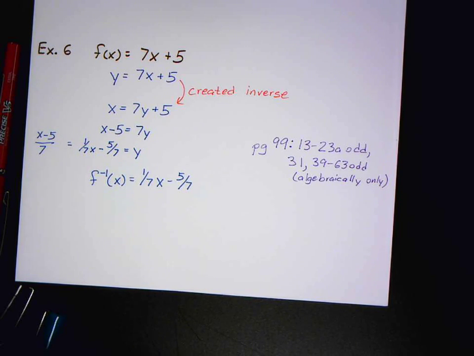Number 31 I think is fine. Yeah, number 31 is fine. 39 through 63, again, anything that they ask you to do graphically, don't do. Just find the inverse algebraically.